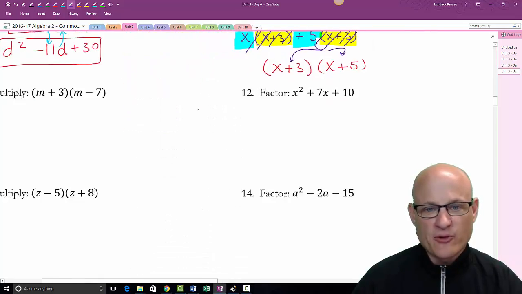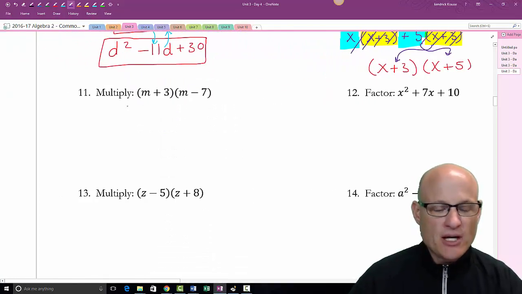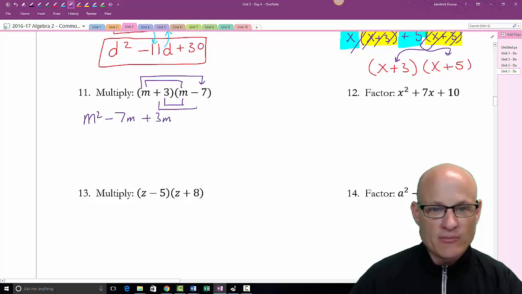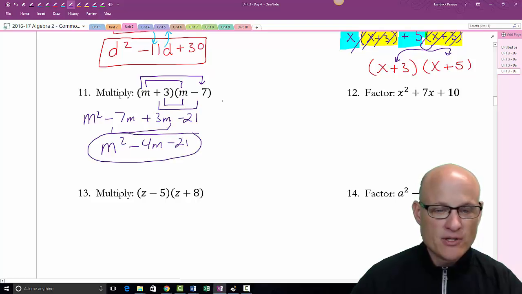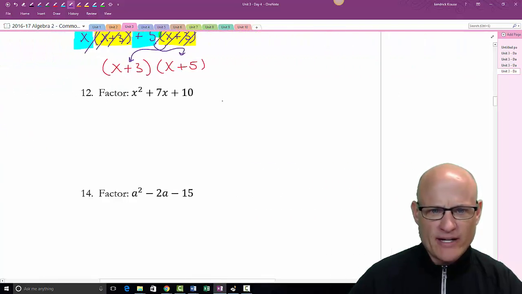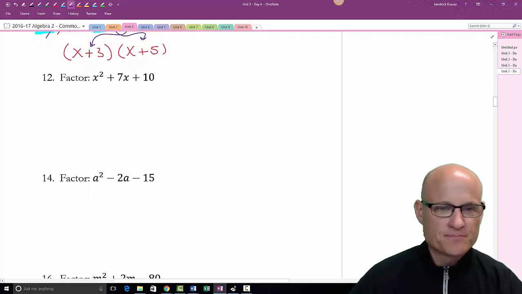All right, we'll do that a few more times. Double distribute. M times m is m squared. M times negative 7 is negative 7m. 3 times m is plus 3m, and 3 times negative 7 is negative 21. We're almost done. It's m squared. These can be combined. Minus 4m minus 21. Notice there's no equal sign, so I'm not asking you to solve anything.